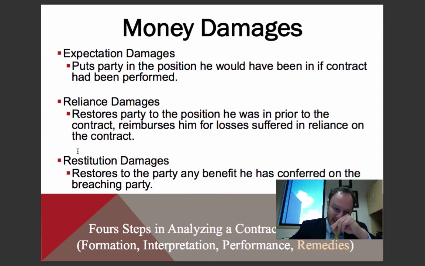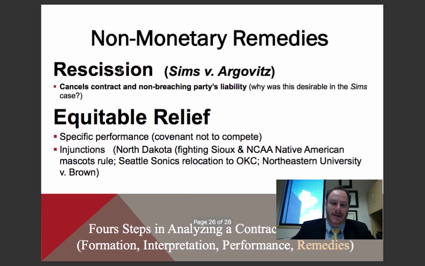And restitution damages restores the party to any benefit he has conferred on the breaching party. So let's say that in addition to the $5,000 he was going to get, that performer also required some sort of non-refundable limousine service. So the promoter spent $500 on limousine services. That would be restitution damages.